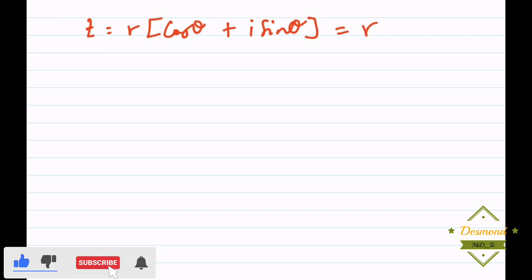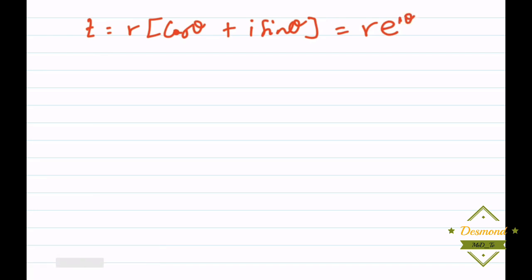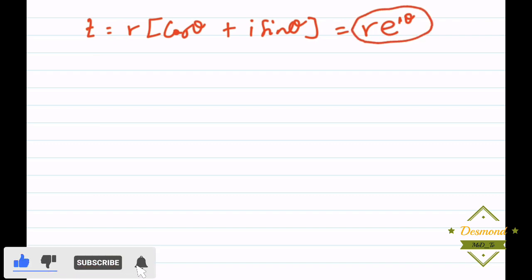Now, this polar form can be equal to r times e, the exponential function, raised to the power of i theta. This is also correct. Now, we can also write this polar form into the algebra of complex numbers, where we have z = r e, the exponential function, raised to the power of i theta.